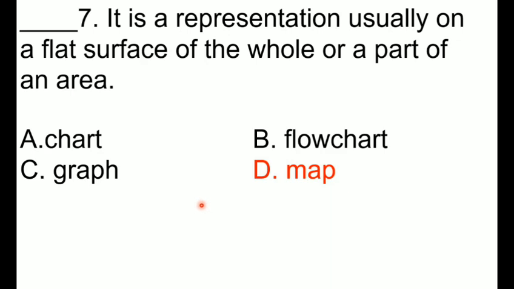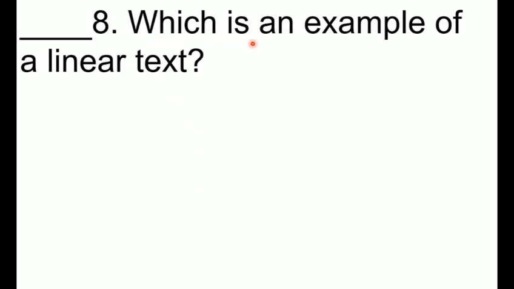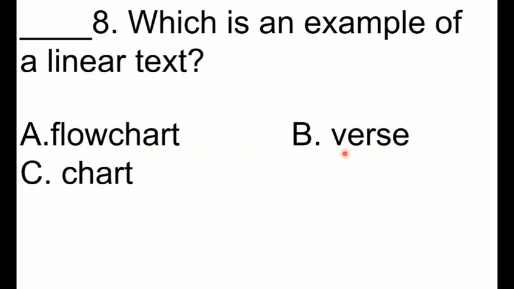Map. Next, number 8. Which is an example of a linear text? A. Flowchart. B. Verse. C. Chart. D. Graph. The correct answer is B.